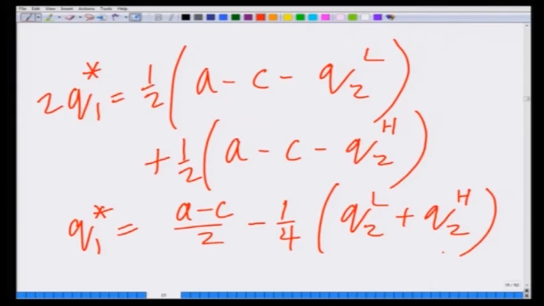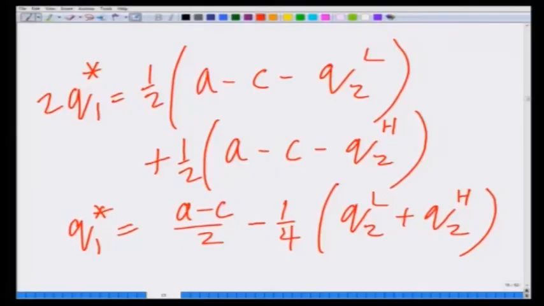So, what have we derived? We have derived Q1 star, which is the best response. By differentiating the average payoff of firm 1, which is a function of Q1, with respect to Q1 and setting it equal to 0, we have derived the best response Q1 star of firm 1 as a function of the quantities Q2L and Q2H produced by firm 2 of type low and high respectively. So, this is the best response.